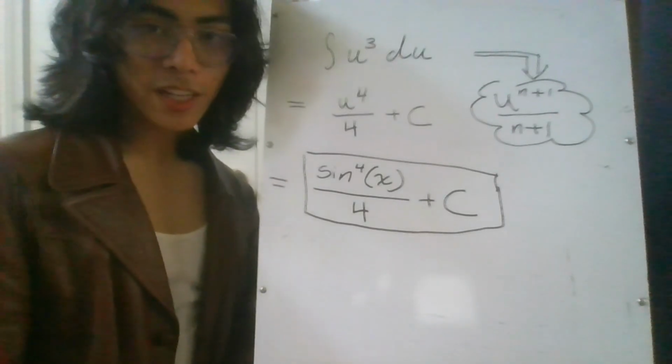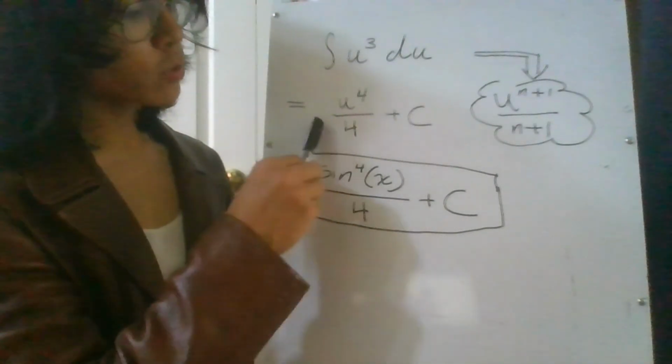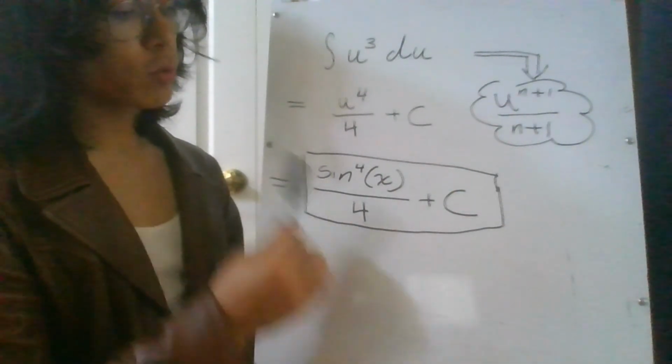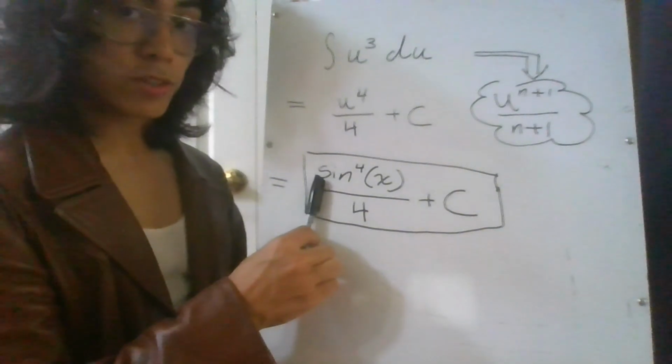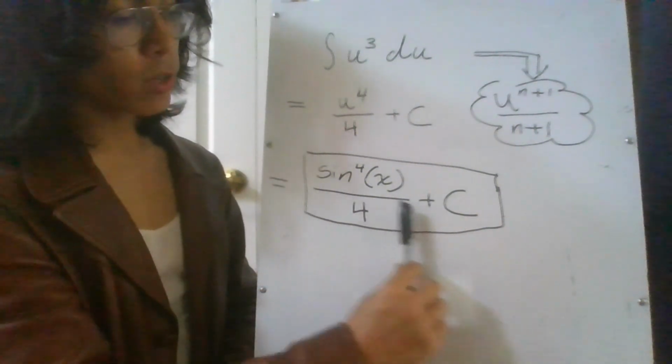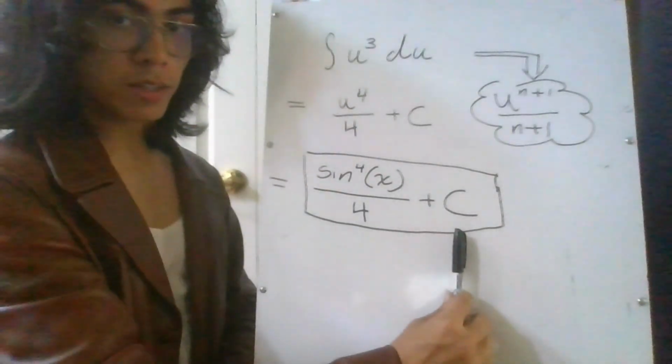The last step is simply to plug in our values. Because we take this equation, and because u equals sine of x, we put sine of x in the place of u. So our final answer is sine to the fourth of x over 4 plus c.